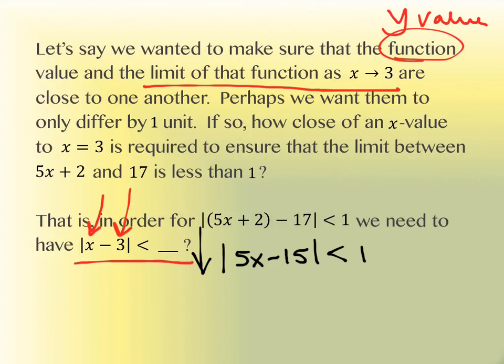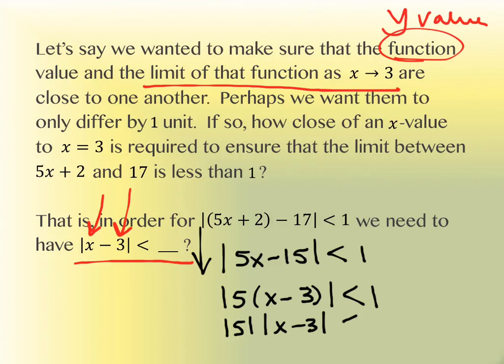Okay. Now considering the 5x and the minus 15, do they have anything in common that we can factor out? A 5. So I'm going to write it like this. Does that look good? Now, a property of absolute values is that I can separate this absolute value like this. And we know that the absolute value of 5 is 5. So that's just going to be 5 on the outside, and then the absolute value of x minus 3 here, less than 1.